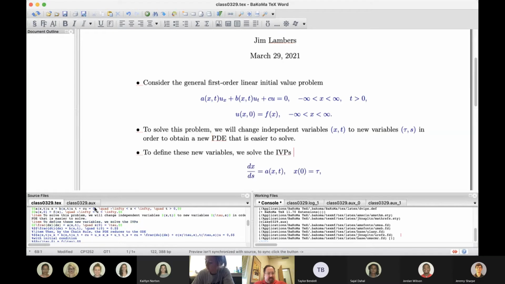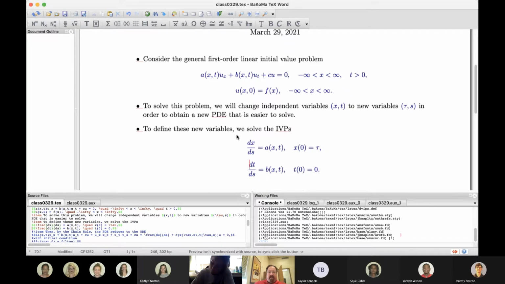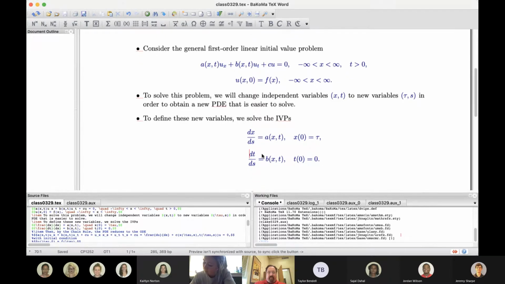Okay, so to find out what is the right change of variable, we're actually going to define these initial value problems. So here we have ODEs. So dx/ds and dt/ds come from the coefficients of the PDE. So the coefficient of du/dx belongs in the ODE for x. The coefficient of du/dt belongs in the ODE for t. So x and t, our independent variables, are also the solutions of these ODEs.